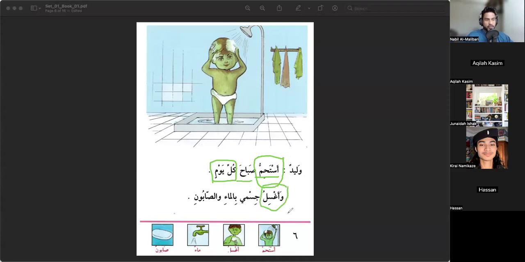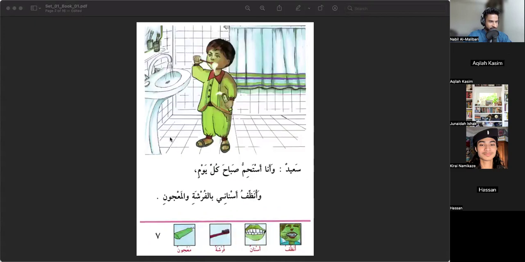Now he's washing. وَأَغْسِلُ جِسْمِي. You see a concept over here again. جِسْم means body, جِسْمِي, my body. Easy. So he washes his body. With what? Bil ma'i. The particle bi means with. Bil ma'i was sabun: with water and soap. Wait, this is a very familiar word: soap. He's washing his body with water and soap. It's not that difficult.